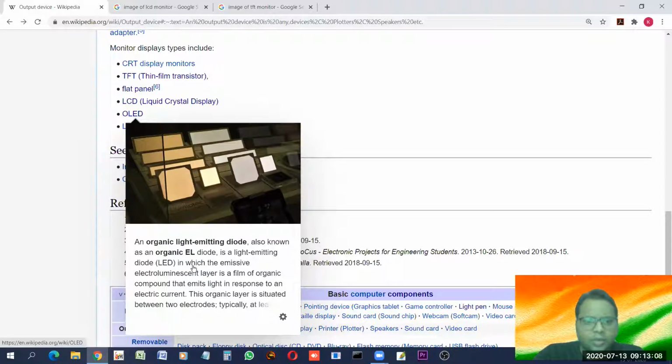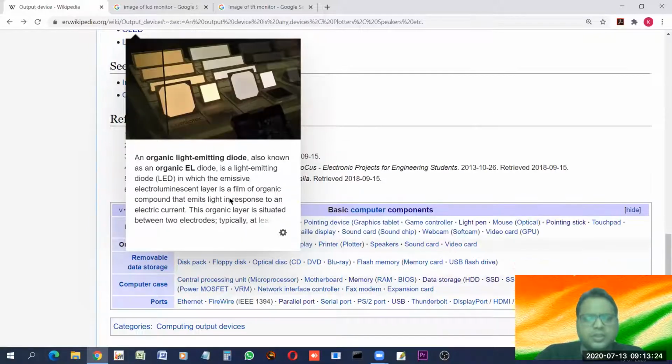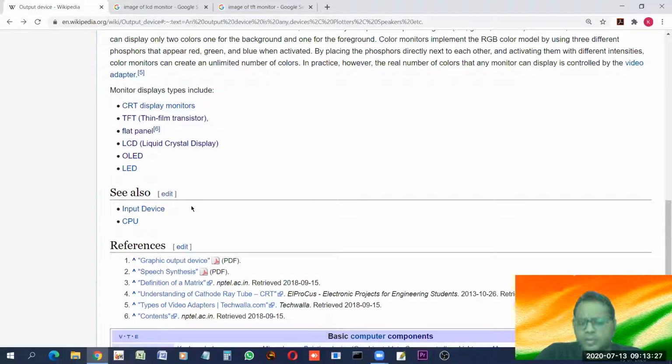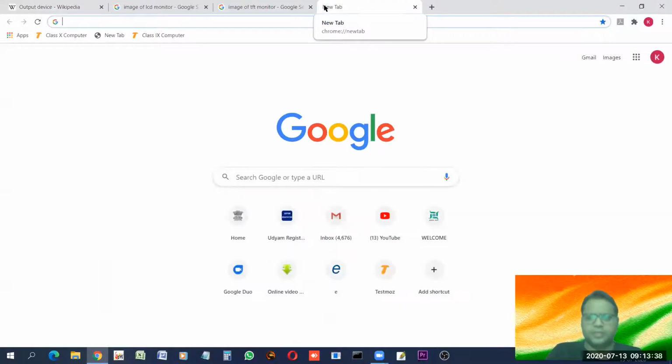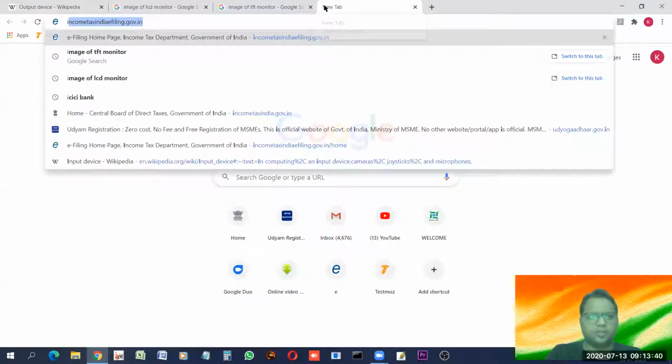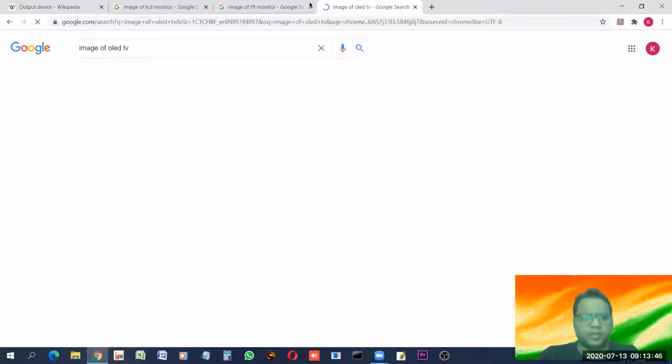It is a light emitting diode in which the emissive electroluminescent layer is a film of organic compound that emits light in response to an electric current. This organic layer is situated between two electrodes. So this is telling you more about the hidden technology. But at your level, you just need to know that OLED is one of the technologies which is used for making display devices. You may see an OLED TV or OLED monitor.